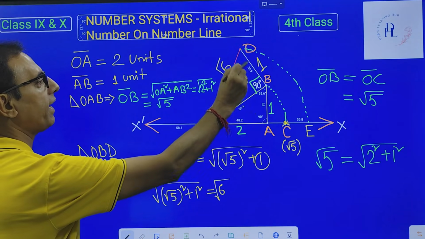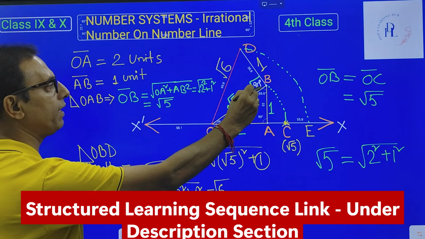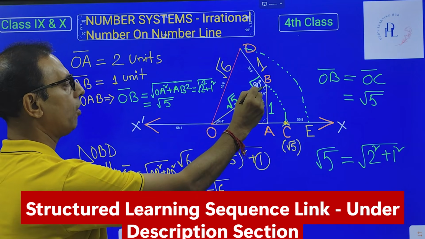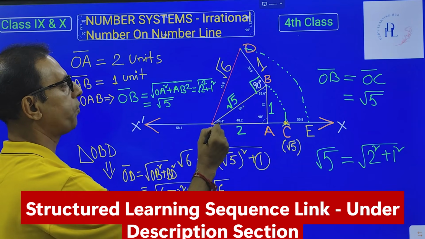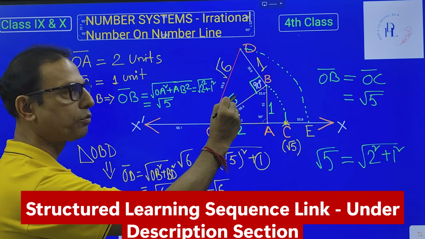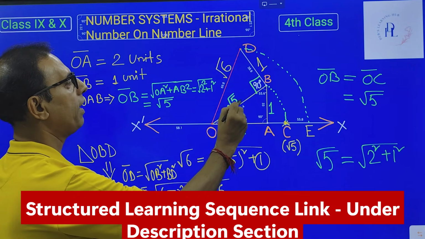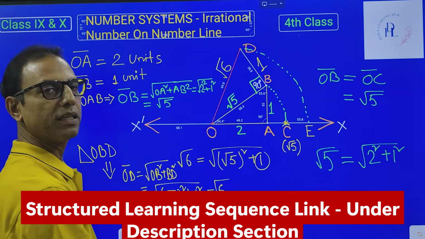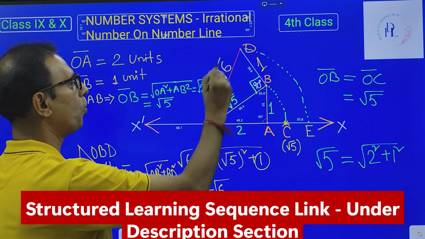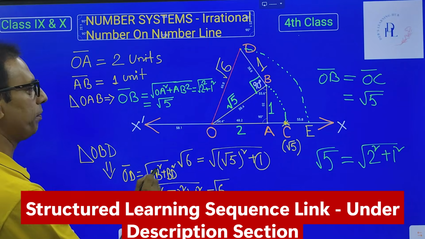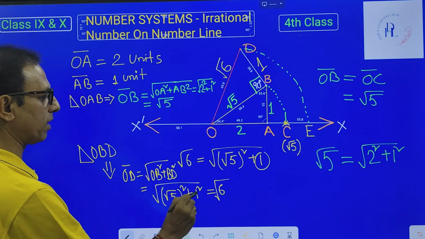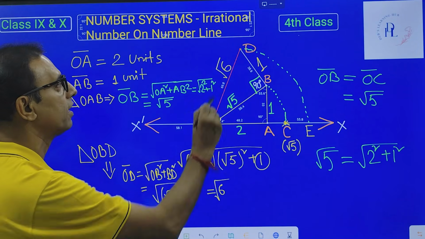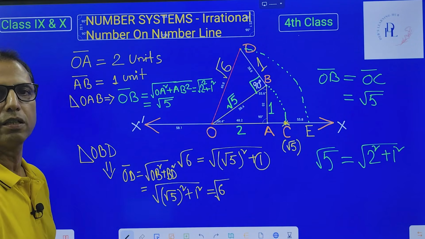OBD. In the right triangle, because we have drawn the perpendicular BD on this hypotenuse of root 5, right? So for this OBD, root 5 already you know, right? Root 5 and then it is BD, that is 1 unit. So OD equals root over OB square plus BD square. That means root over root 5 whole square plus 1 square, that is equals to root over 6. That means OD equals root 6.